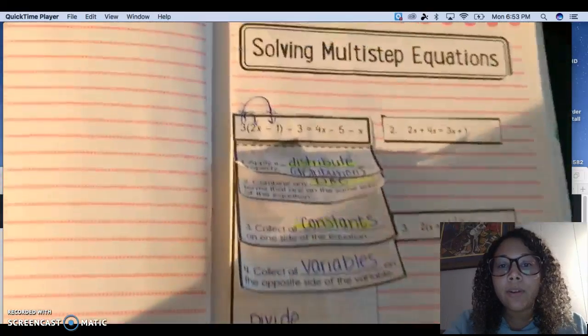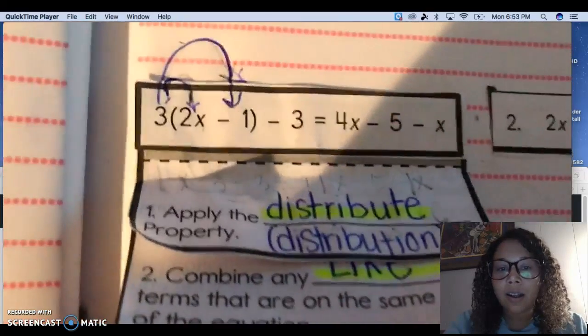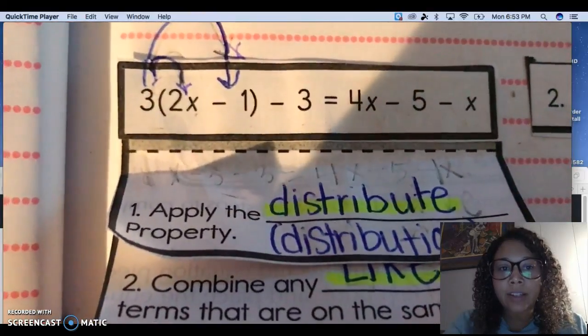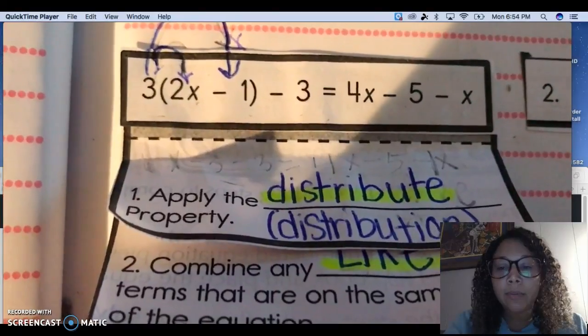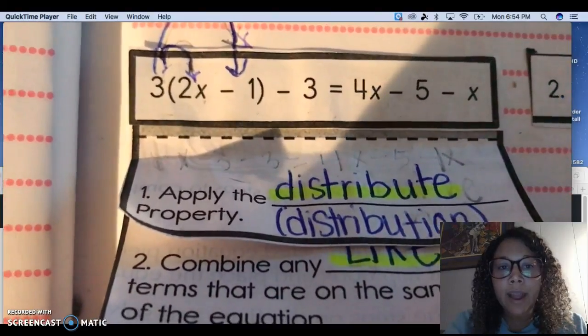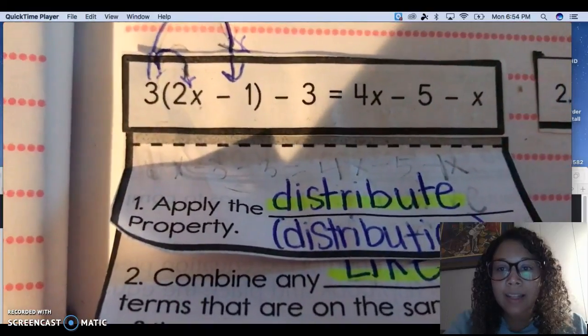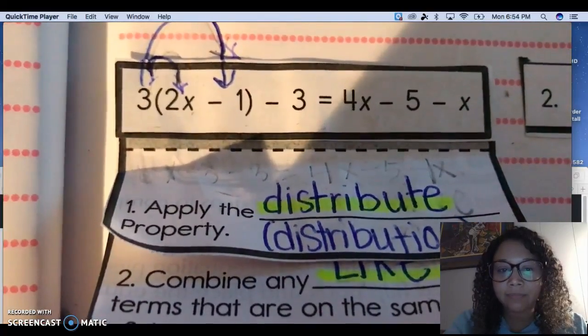So in Station 4, we're going to go over our equation here and fill this out. You will have an opportunity to practice. So as you can see, here's the problem here. It's 3 times (2x minus 1) minus 3 is equal to 4x minus 5 minus x.